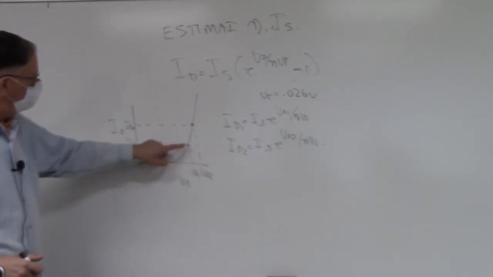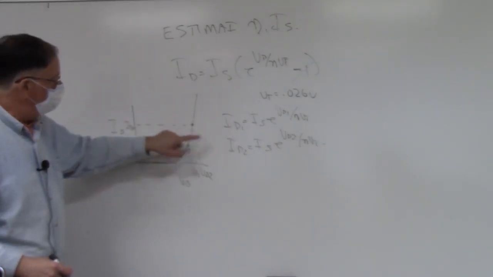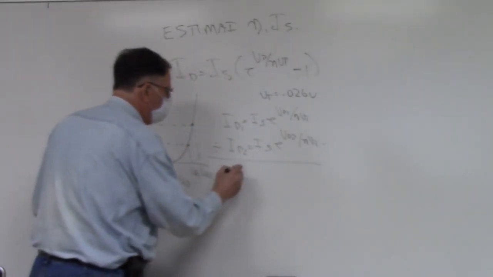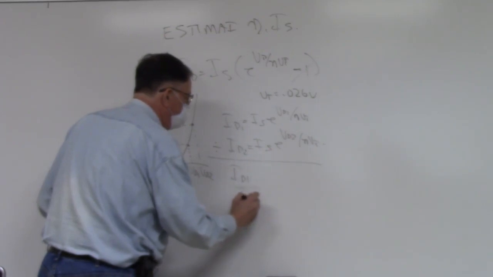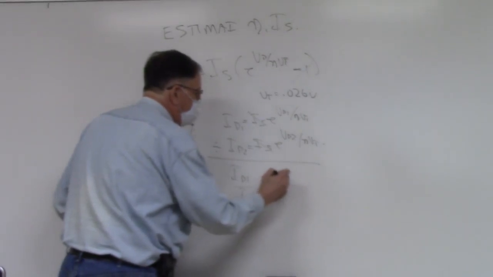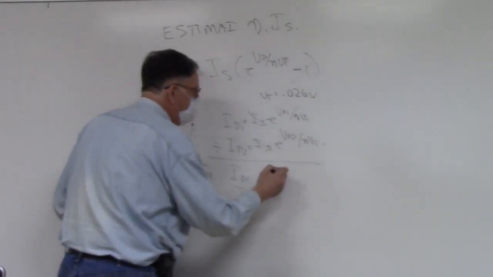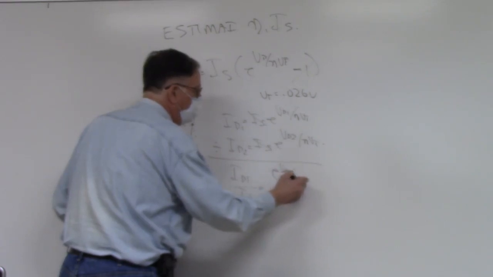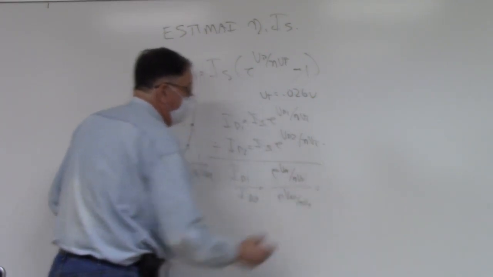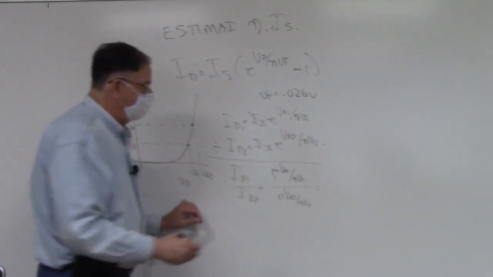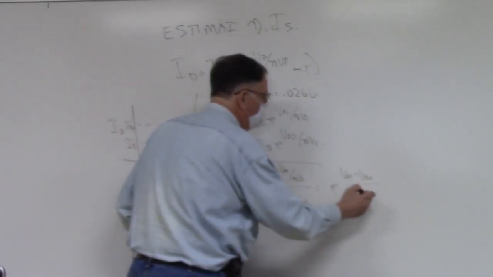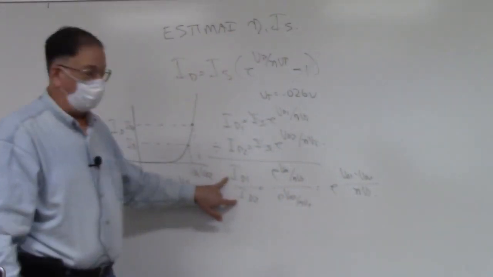So plug in point 1 into the upper equation, plug in point 2 into the lower equation, and then you divide. So we're going to say that ID1 over ID2 is equal to, you'll notice the IS's now cancel, e to the VD1 over NVT over e to the VD2 over NVT. And if you remember your algebra with exponentials, this is equal to e to the VD1 minus VD2 over NVT.